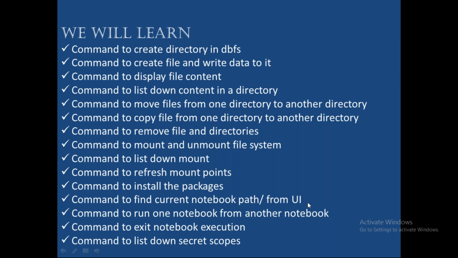Next, command to list down secret scopes. What it means is, for example, whatever username and password we need to connect to the data lake storage Gen 1, Gen 2, blob storage, SQL database. So if you want to connect to any service from Databricks, you need some kind of credentials. Where are you going to put these credentials? You are going to put them in an Azure Key Vault. So if you want to connect to an Azure Key Vault, you need to create something called a scope.